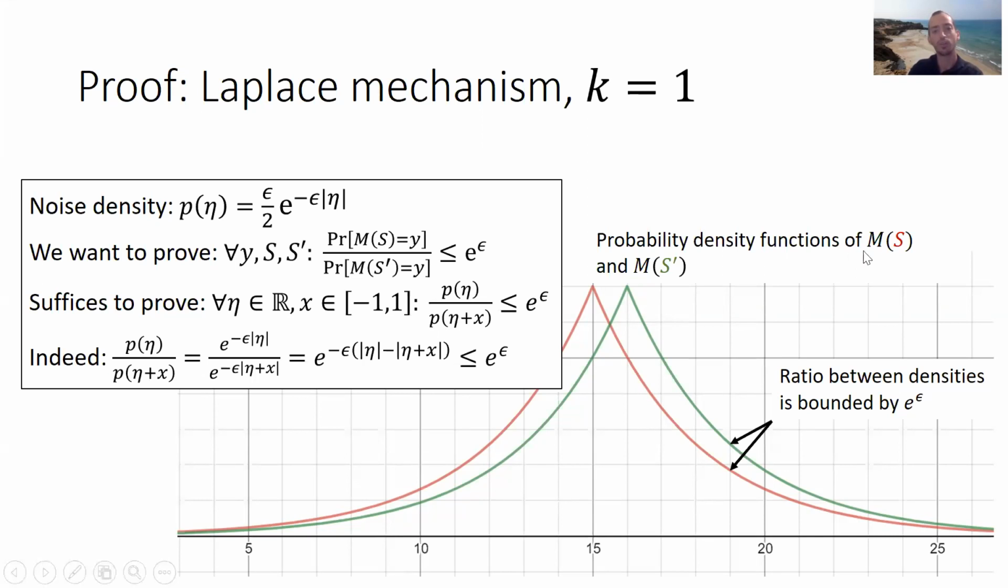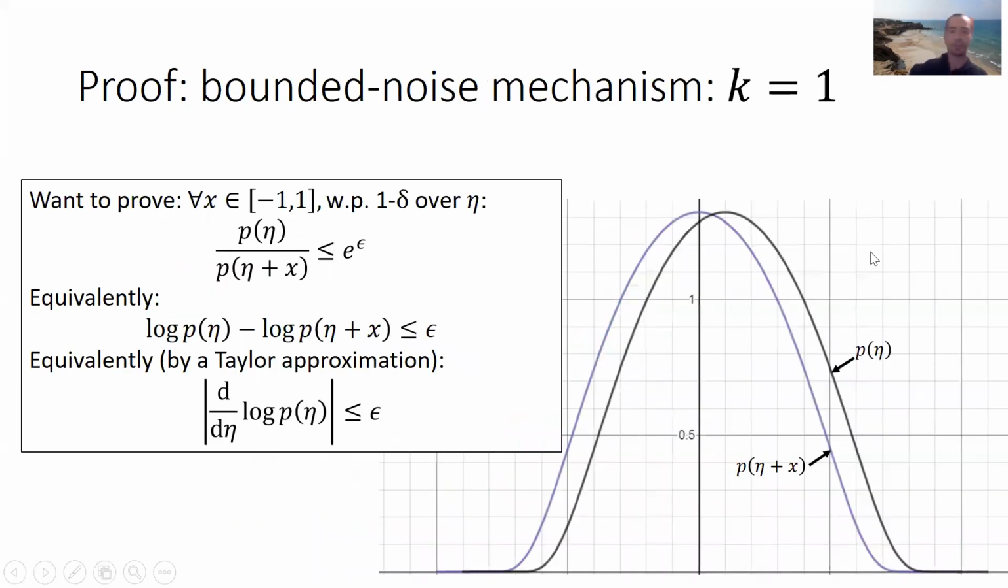Okay, so let's move to the mechanism that is used in this work. Here again, you want to compare two shifted variants of the PDF of the noise, and you want to bound the ratio P of eta over P of eta plus X. Because you are interested in epsilon-delta approximate privacy, you don't need to bound the ratio for all eta. You just need to bound it with probability one minus delta over eta.